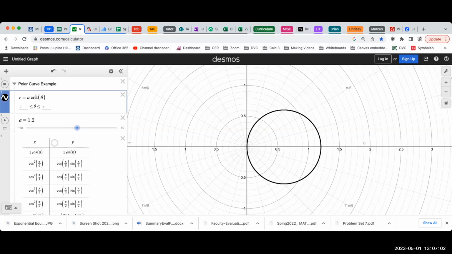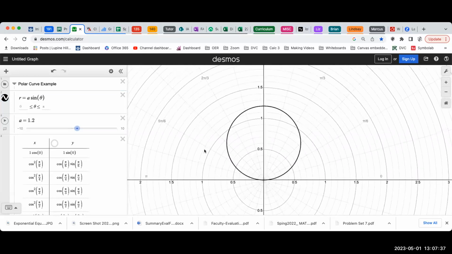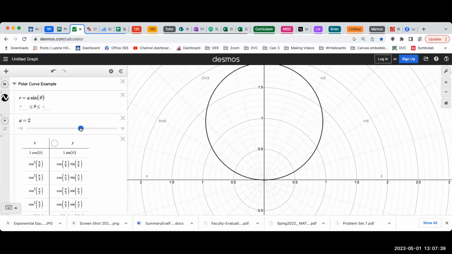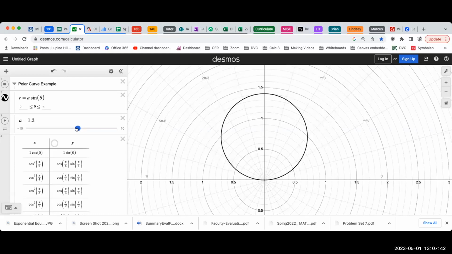What do you think will happen if I change this to sine? At what angle is cosine the biggest? At zeros, right? At all those types of angles, at 0. So where's sine the biggest? Pi over 2. So let's see what happens. So now the circle goes on top, because at pi over 2, that's where sine's the biggest. Cool.